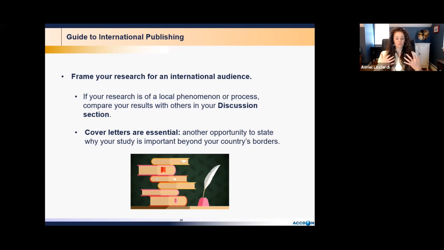If you are highlighting how your work is transferable or applicable to countries other than where the research was conducted, the cover letter is another place where you can do that. It's another opportunity to state why your study is important beyond your country's specific borders.